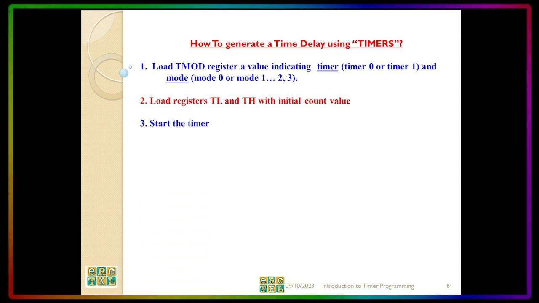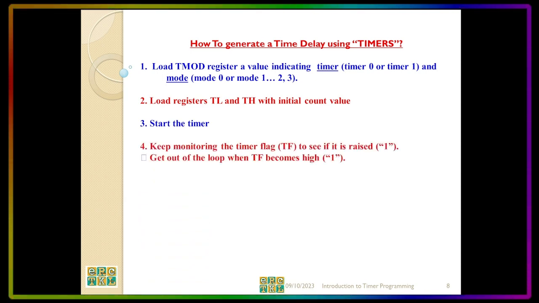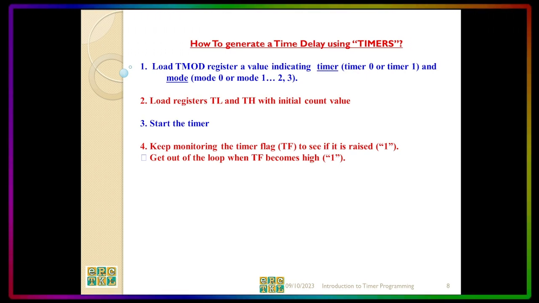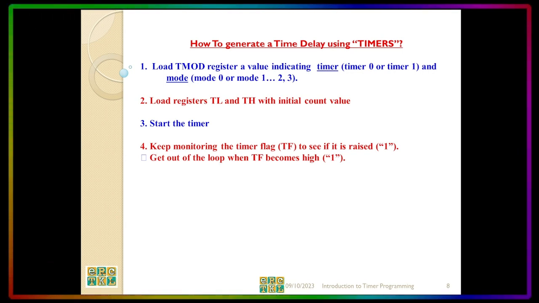Third, we will start the timer. And then number 4, we will keep monitoring the timer flag TF to see if it is raised, or if it is already equal to 1, which will come automatically upon rolling over. Now, we will get out of the loop only when the TF becomes high. But while the TF is equal to 0, it will do nothing, thereby making the delay.